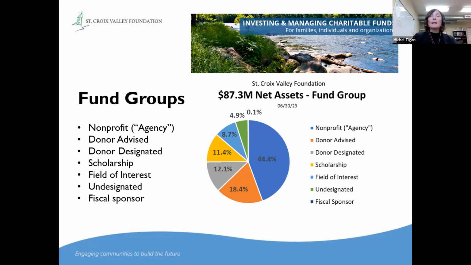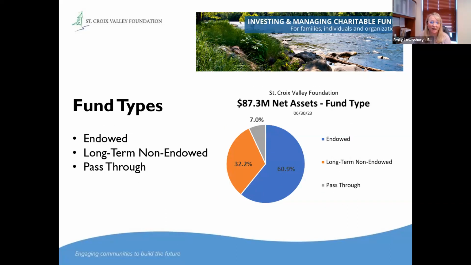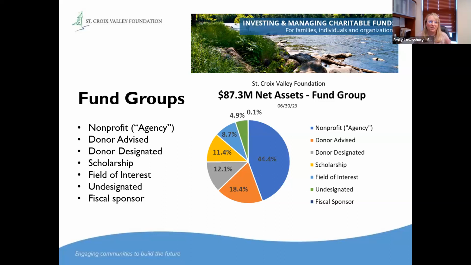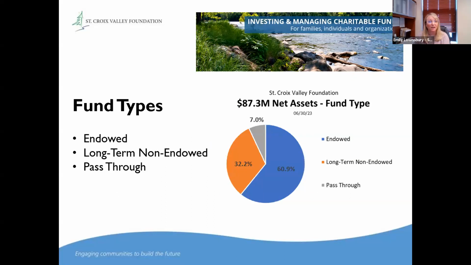Okay. And so really, the fund groups that you list here could be true for endowed funds and or pass-through funds. Correct. So it's the same pie. It's the same $87.3 million. It's just broken into different pieces. So it's just a different way to look at the same pie. Same assets. They can be either one. So an agency fund can be a short-term fund, or it can be an endowed fund. A donor advised fund can be a short-term fund, a pass-through or short-term, I use those words interchangeably, or an endowed fund. Yes. Got it. Thank you.